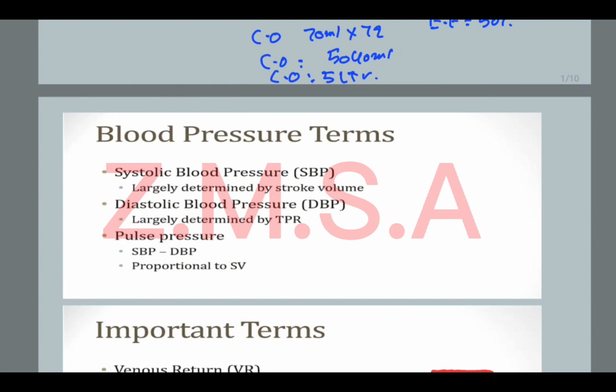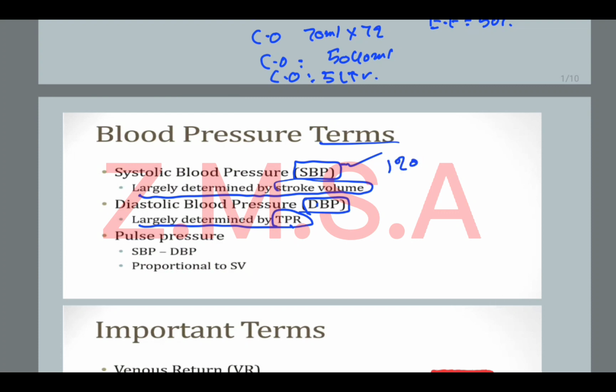And here are the two most important blood pressure terms. One is the systolic blood pressure and second is the diastolic blood pressure. Systolic blood pressure is the pressure of the blood in the aorta when the heart is in a state of systole, and systolic blood pressure is largely determined by the stroke volume. And diastolic blood pressure is the pressure of the blood in the aorta when the heart is in the relaxed state. Okay, and diastolic blood pressure is largely determined by the total peripheral resistance. Systolic blood pressure is normally 120 mmHg and diastolic blood pressure is 80 mmHg.